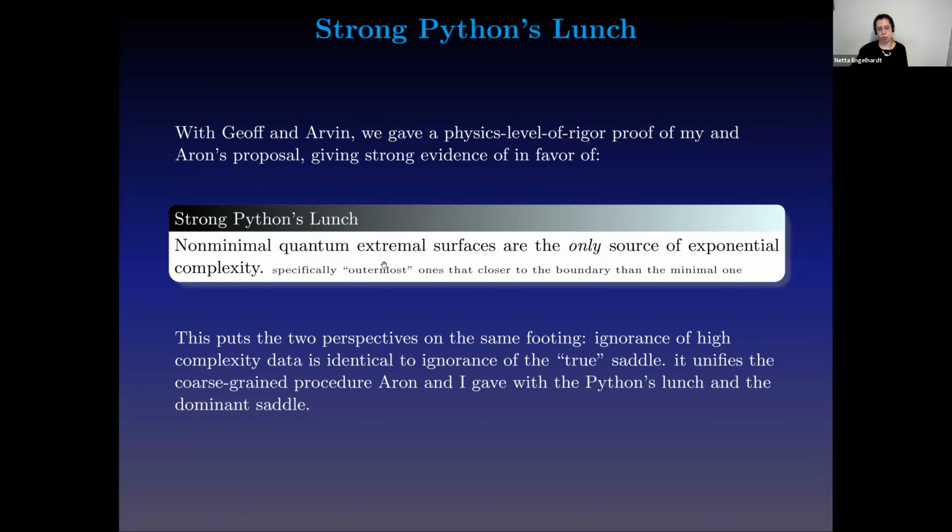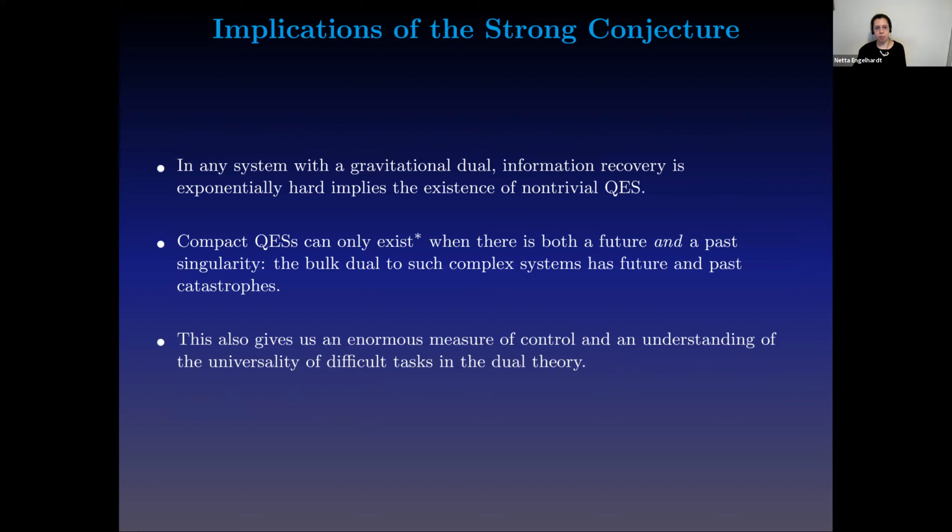So the outermost one is the relevant one for this. Yeah. So this unifies this coarse graining with non-dominant saddle. All right, so what are some of the implications of this strong conjecture?